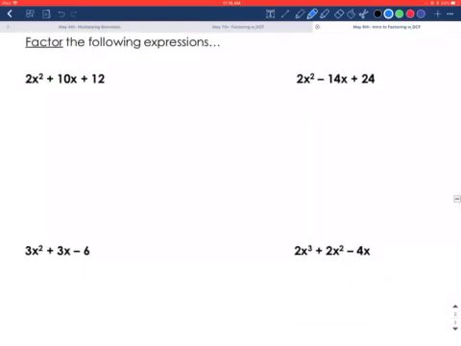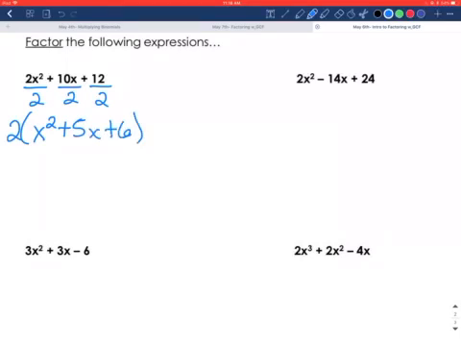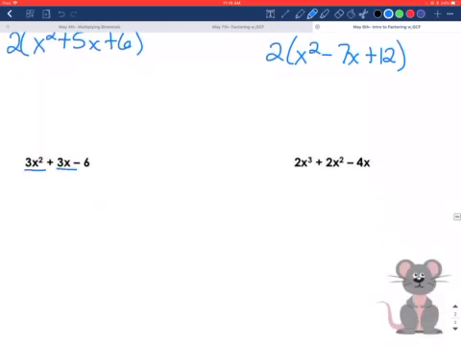Okay, so we'll do the same thing with a trinomial. We just divide by our GCF for all 3 terms. So we divide each of these by 2. That is our highest GCF. 2 with an open parentheses, x squared plus 5x plus 6 will be our final answer there. Over here, we will divide each of them by 2 again. It's not always the number in front, but when you have a trinomial, a lot of times it is. Minus 7x plus 12. Here we will divide by 3. 3 with an open parentheses, x squared plus x minus 2.